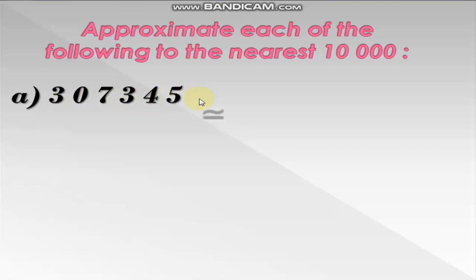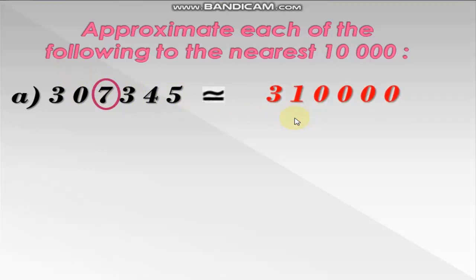30,307,345. At first, we need here the 10,000. The 10,000 here is number 0. Look at the thousand. Thousand here is number 7. 7 is greater than 5, so we replace thousand, hundreds, tens, and units by 4 zeros and add 1 to the 10,000. It became 31,000.